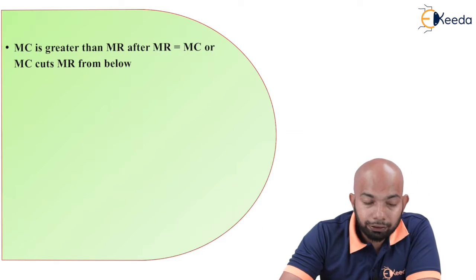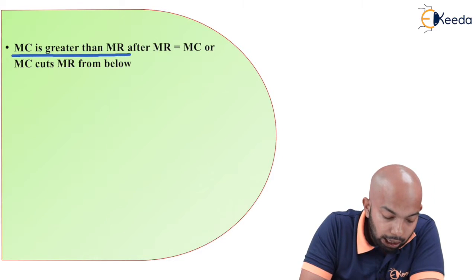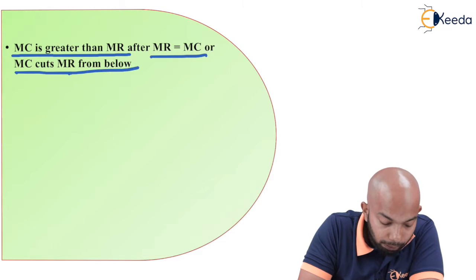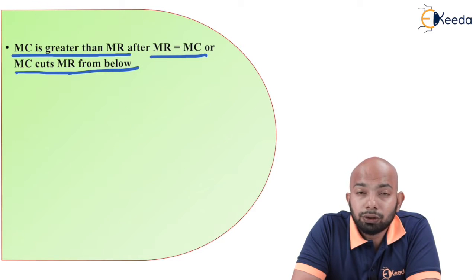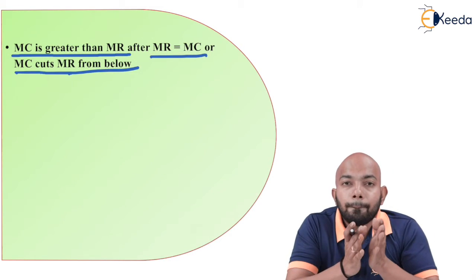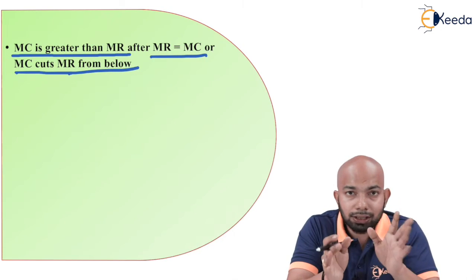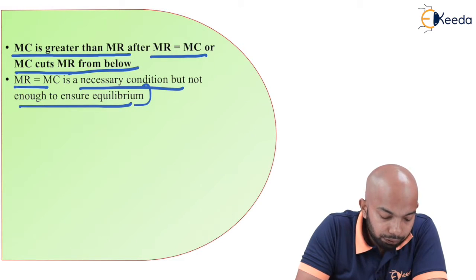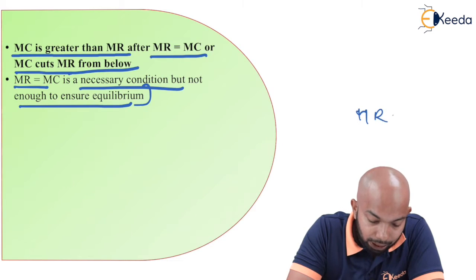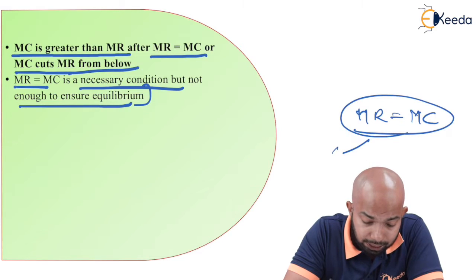Now, what if you figure out that marginal cost is greater than marginal revenue after marginal revenue is equal to marginal cost, or marginal cost cuts marginal revenue from below? We understand that marginal cost is cutting marginal revenue from below, or rather it is getting greater than marginal revenue here. This is the situation. Now, MR equal to MC is a necessary condition but not enough to ensure equilibrium. We can say that marginal revenue equal to marginal cost is a necessary condition. It is necessary for us.